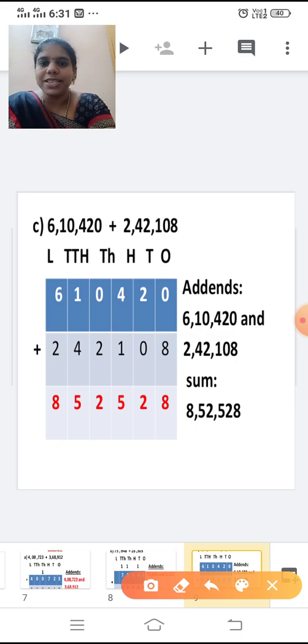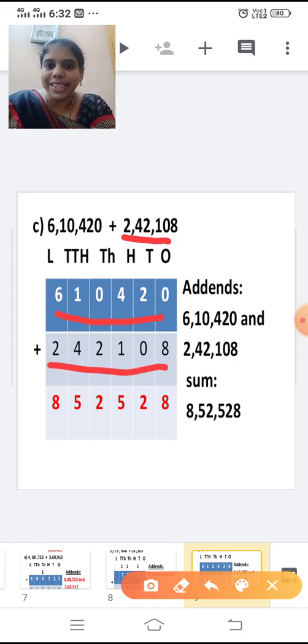Take the first number, 6,10,420. 0 in the ones place, 2 in the tens place, 4 in the hundreds place, 0 in the thousands place, 1 in the 10,000 place, and 6 in the lakhs place. Now take the second number, 2,42,108. Write in the exact place: 8 in the ones place, 0 in the tens place, 1 in the hundreds place, 2 in the thousands place, 4 in the 10,000 place, and 2 in the lakhs place.